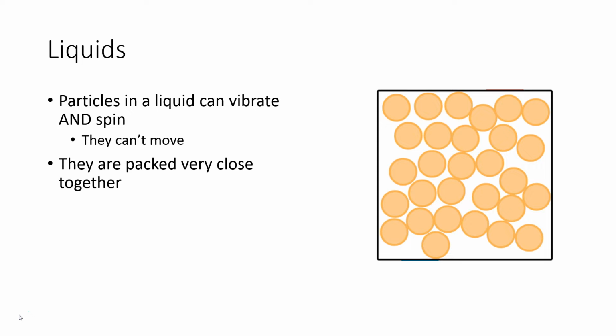In a liquid, the particles can vibrate. They can also spin, and as you can see from the diagram, their position is less structured or ordered. They can't really move from one place to another. They do vibrate and spin. And they're packed very close together, the same as solids are.